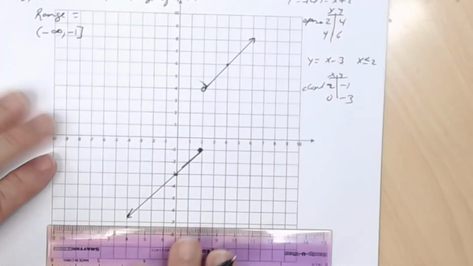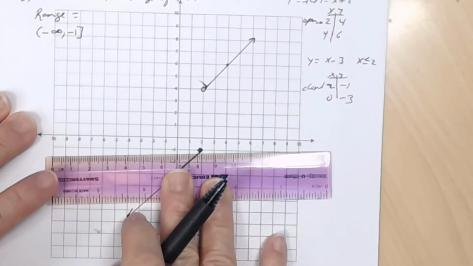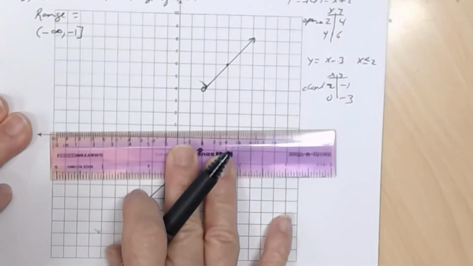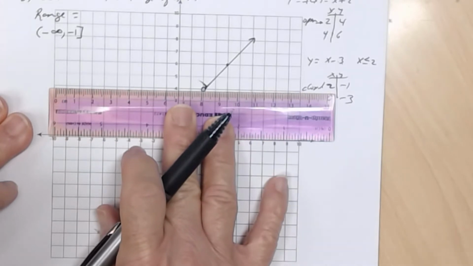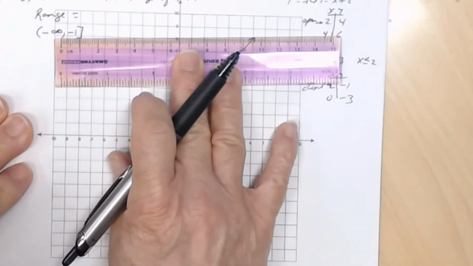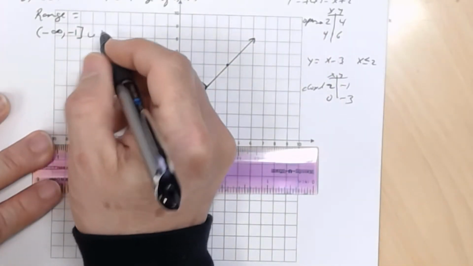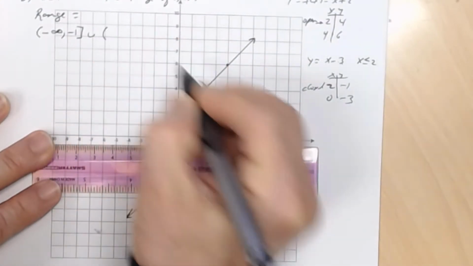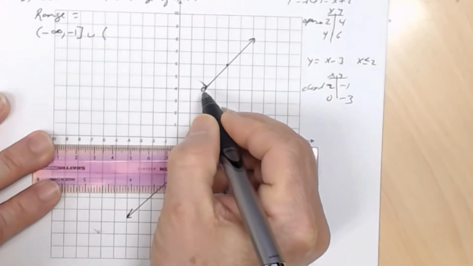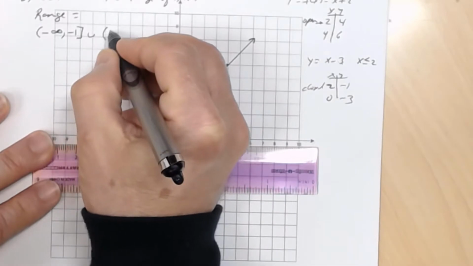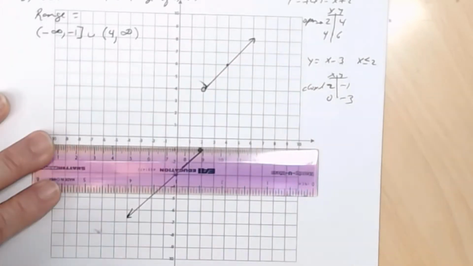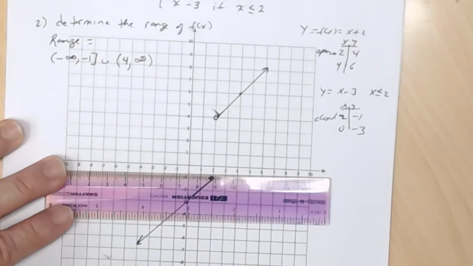So you're going from negative infinity all the way to negative 1, and then you're going from where? You're going from 4 to what? Infinity. All right, so union, remember the union? So union, parentheses. Why parentheses? Because of the open circle. So parentheses 4 to infinity. And there's your range. So that's how you find your range.